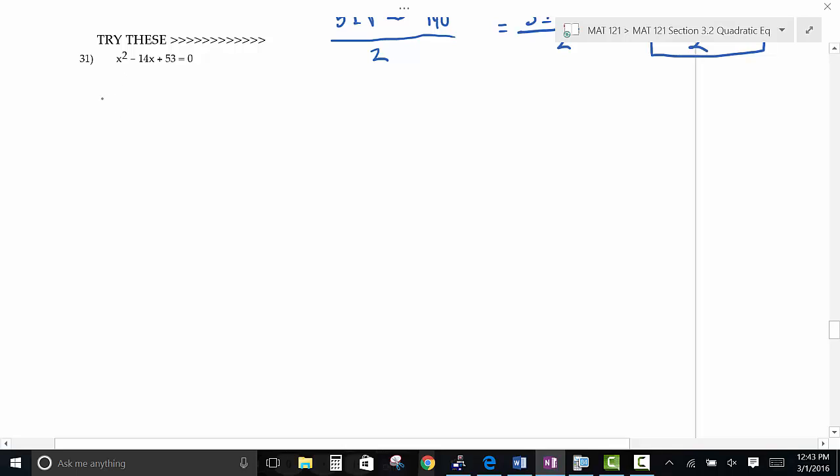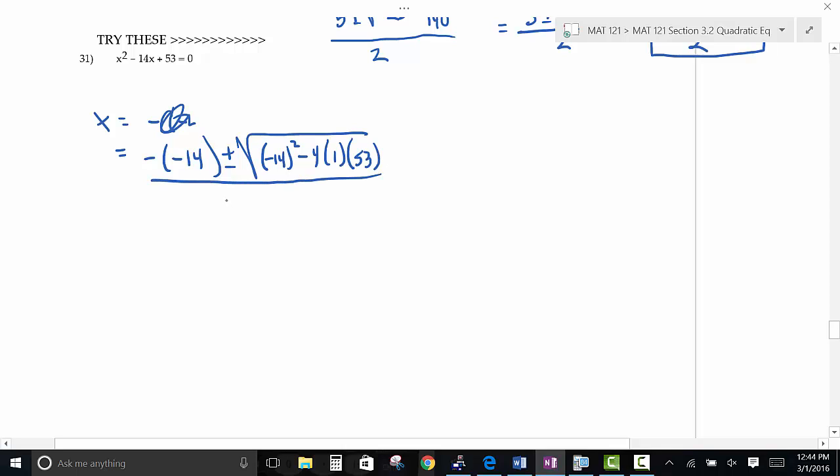Okay, let's go ahead and check and see what we got on this one then. For 31, you would have negative b, so it'd be negative 14 plus or minus the square root of b squared minus 4ac, all over 2a. You just want to see if everybody got the arithmetic and the final answer put together. So this one is going to be 14 plus or minus, and 14 squared is 196, and then this would be 212 over 2.